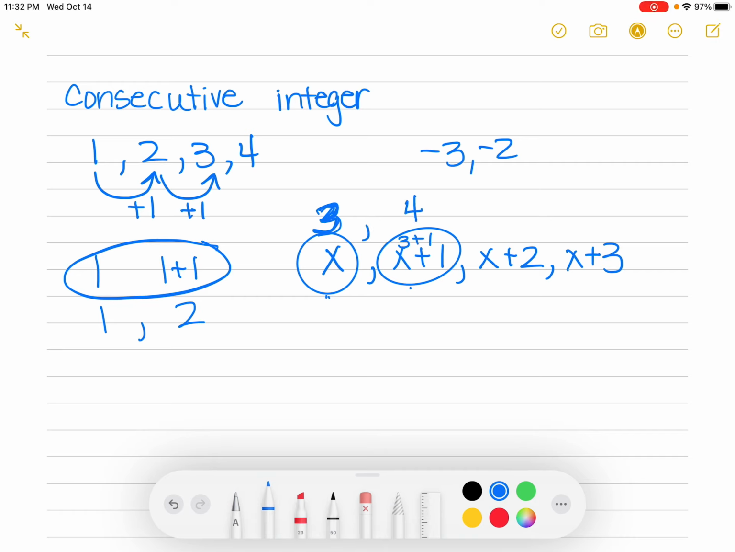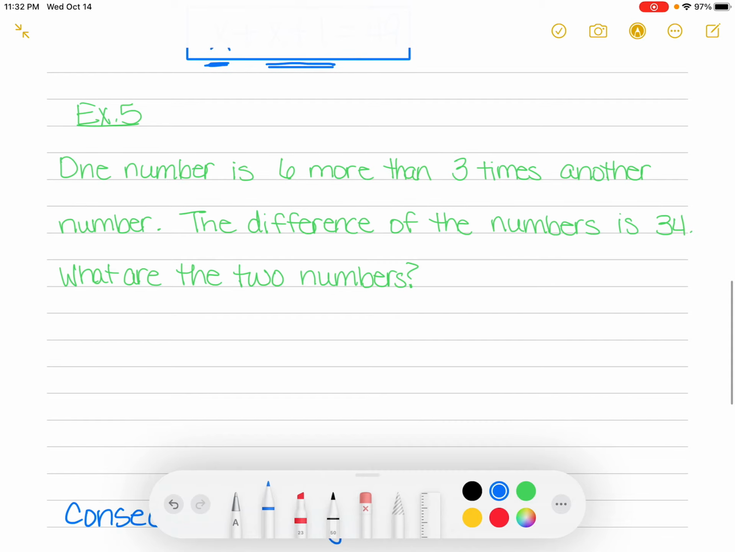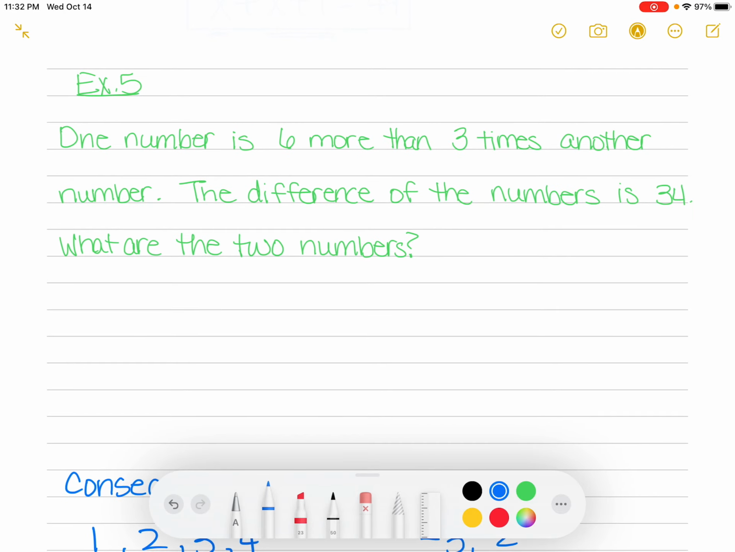Okay, so example 5, try to do this one on your own. So pause and do it on your own. Okay, now you've come back. Let's try to work this one together. It says one number is 6 more than 3 times the other number.